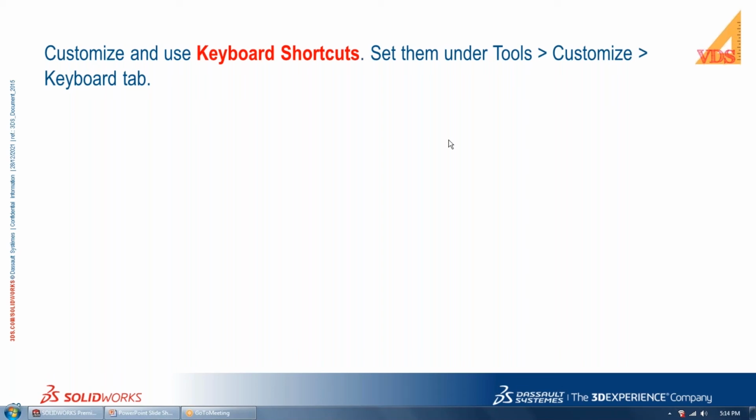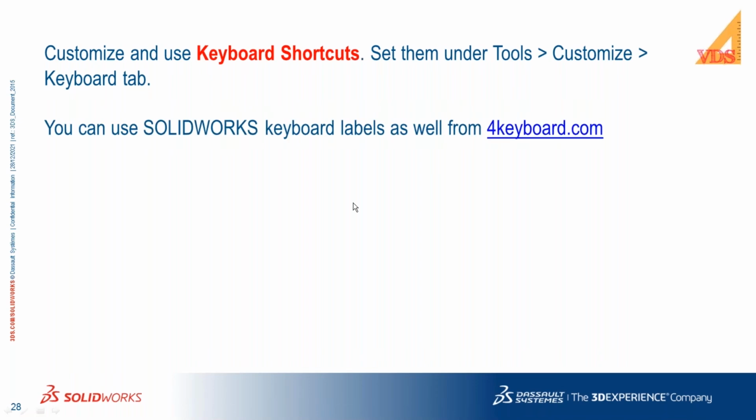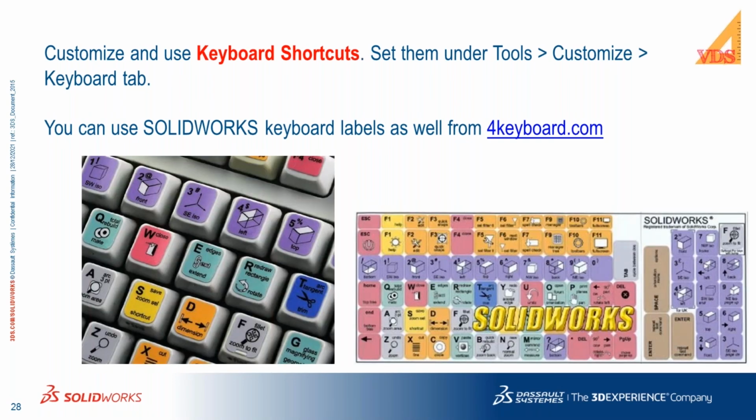While I was searching for something, I found keyboard labels specifically made for SolidWorks from 4keyboard.com. So this is how it looks. You can paste it on your keyboard. That means you don't have to remember, or you can use them for quick access. It's available on Amazon if someone wants to buy.